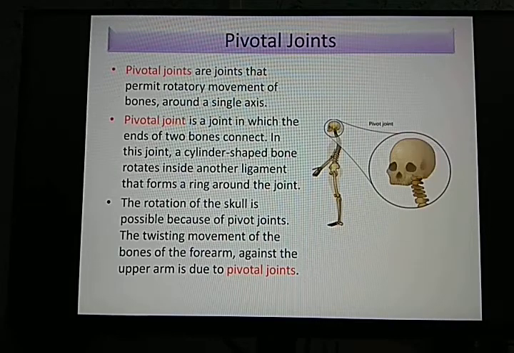Now, pivotal joints are also present in the bones of our forearms. As a result, we can move our hands in any direction. Although backwards we cannot, we can move the forearms with the help of these pivotal joints. We can rotate our forearms. The hand is connected to the arm through these pivotal joints. Clear? Now let us move on to our next joint.